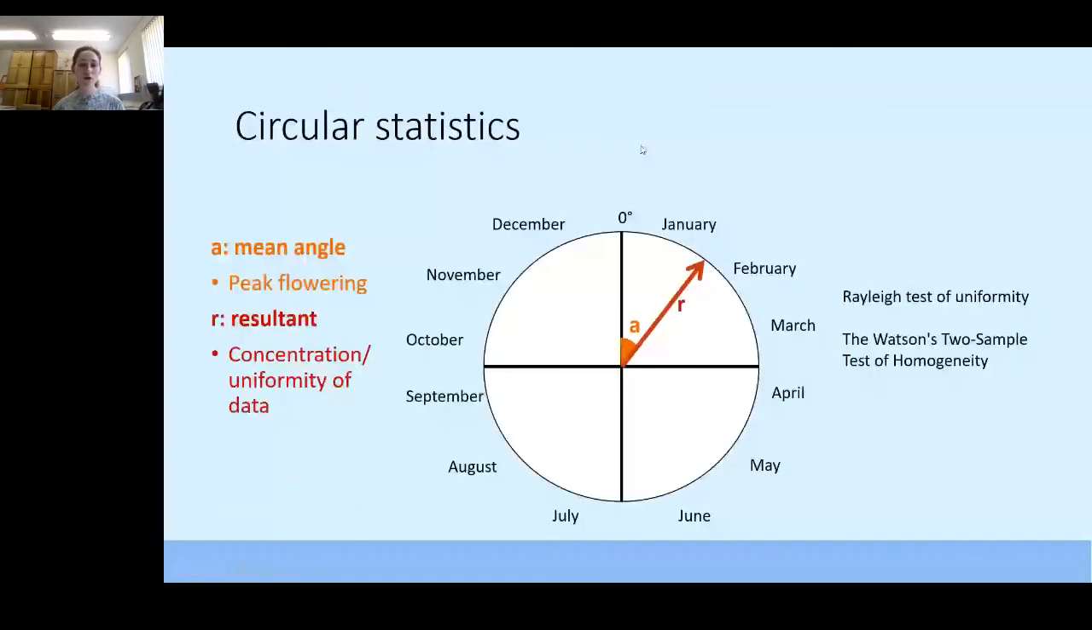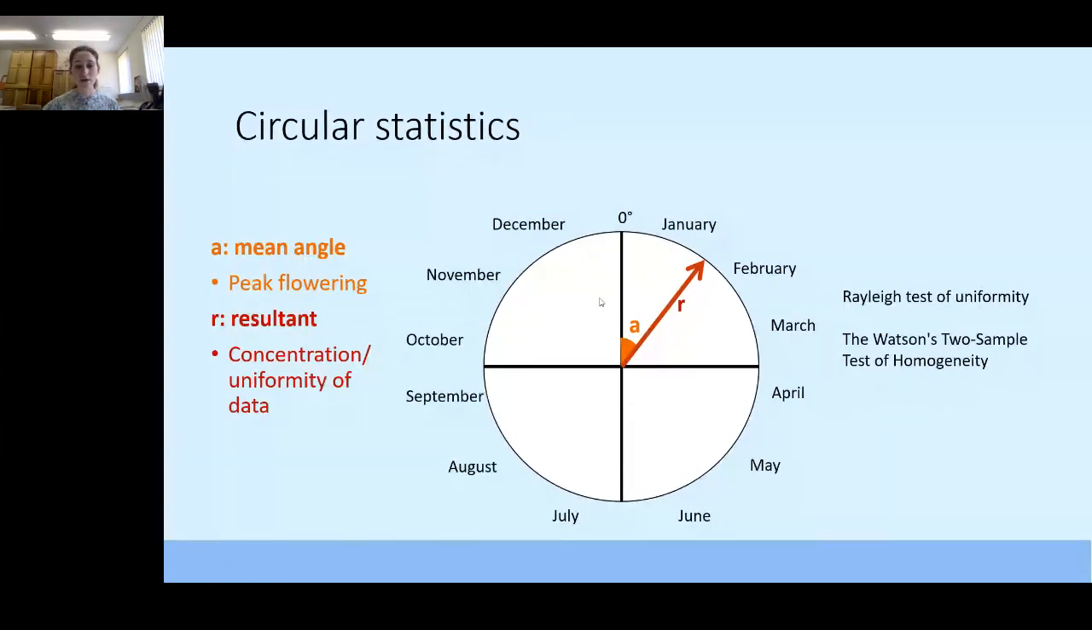So to conduct my analyses, I used the circular package in R. How it works is that you convert your dates of flowering into degrees of a circle that are then plotted around the circle. The distribution of the data can then be tested using the Rayleigh test of uniformity, which uses the resultant vector to give an indication of the concentration or the spread of the data points around the circle. And so the length of the resultant will give an indication of how spread out or peaked the flowering of that species or that class is.